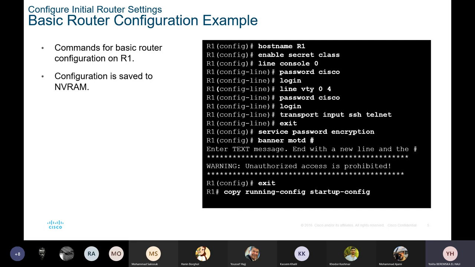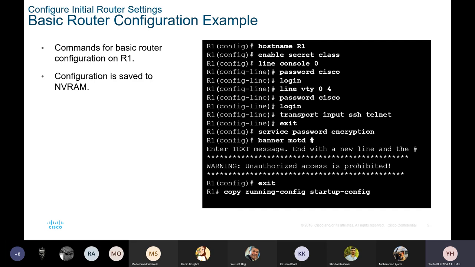So it is going to be used further in our configuration. First, we start with enable secret class. Here the password is class. So it means what? When you write R1 next time, you see this greater than, and you write enable, clicking enter, it will prompt for a password, class, in order to go to what? To the privilege mode.